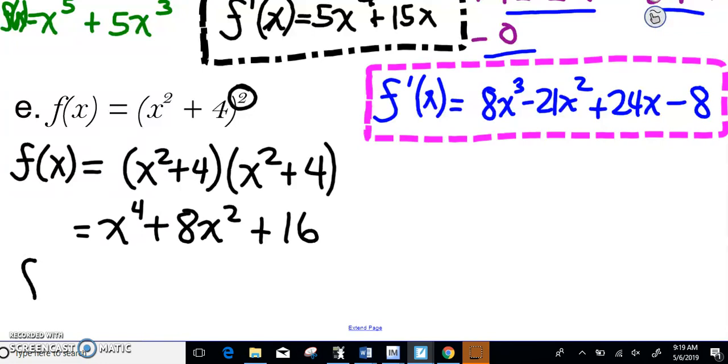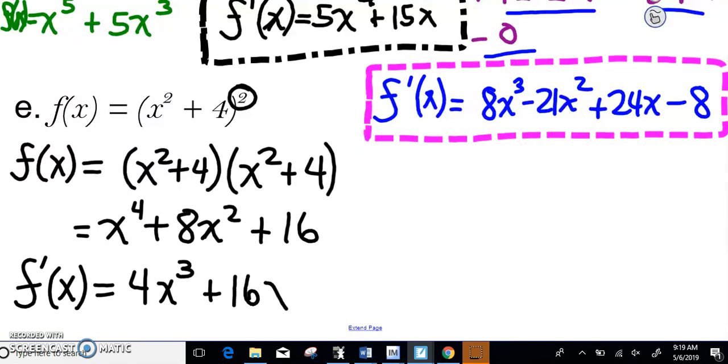Oh, come on. There we go. Perfect. So that gets us 4x cubed plus 16x plus 0. So we'll leave the 0 off.